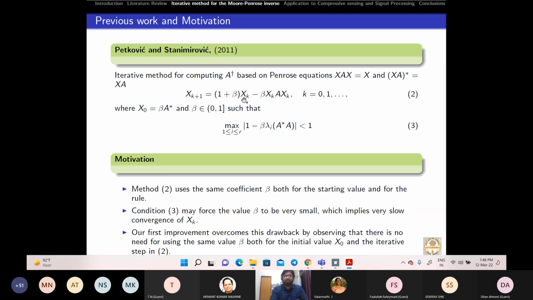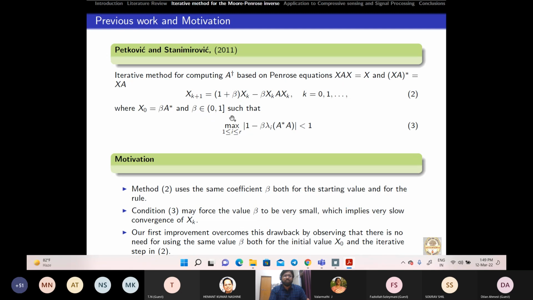X_{k+1} = (1 + β)X_k − βX_k A X_k, where X_k is the sequence of approximations for the computation of the Moore-Penrose inverse. So this is an iterative scheme, right? And if it is an iterative scheme, of course we need an initial approximation. The initial approximation to start this iterative scheme is given by X_0 = βA*, where A* is the conjugate transpose of A, and β is any real number between 0 and 1.